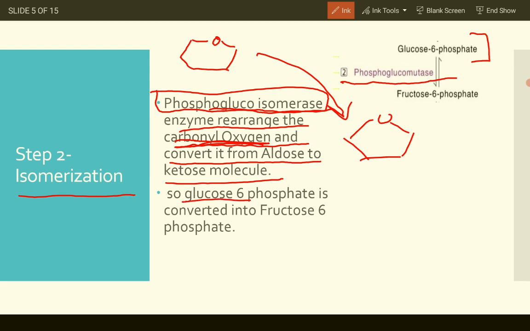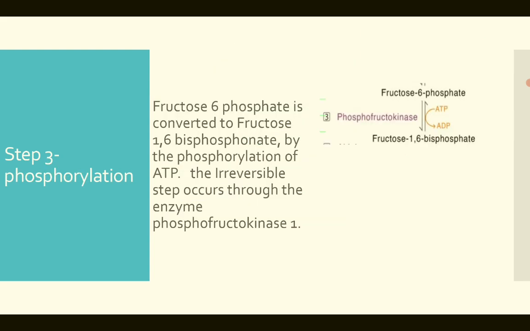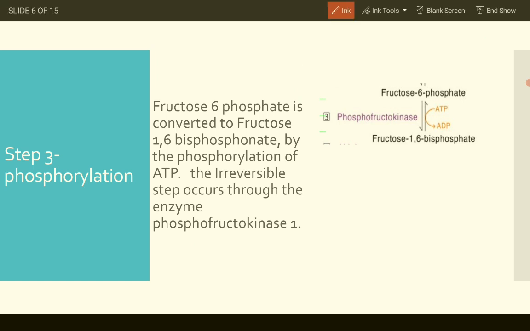So now the glucose 6-phosphate is converted into fructose 6-phosphate. Now let's move on to the next slide, which is also the next step of glycolysis. Step 3 is phosphorylation. In step 3, fructose 6-phosphate is now converted into fructose 1,6-bisphosphate by the enzyme phosphofructokinase, right?